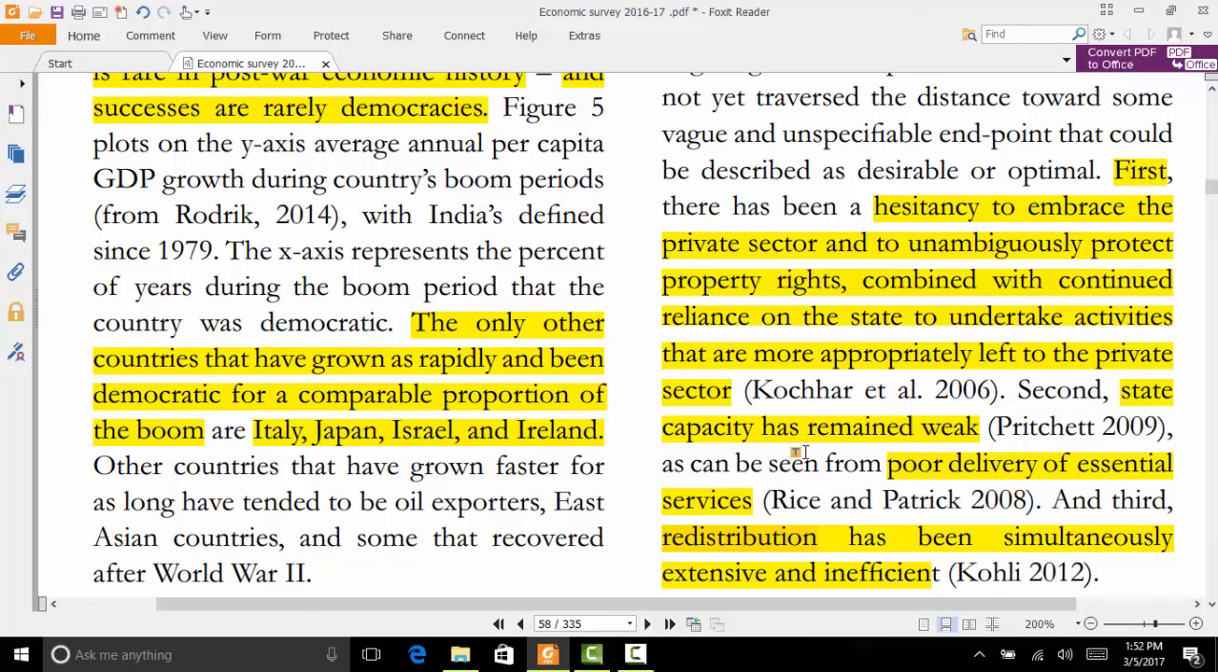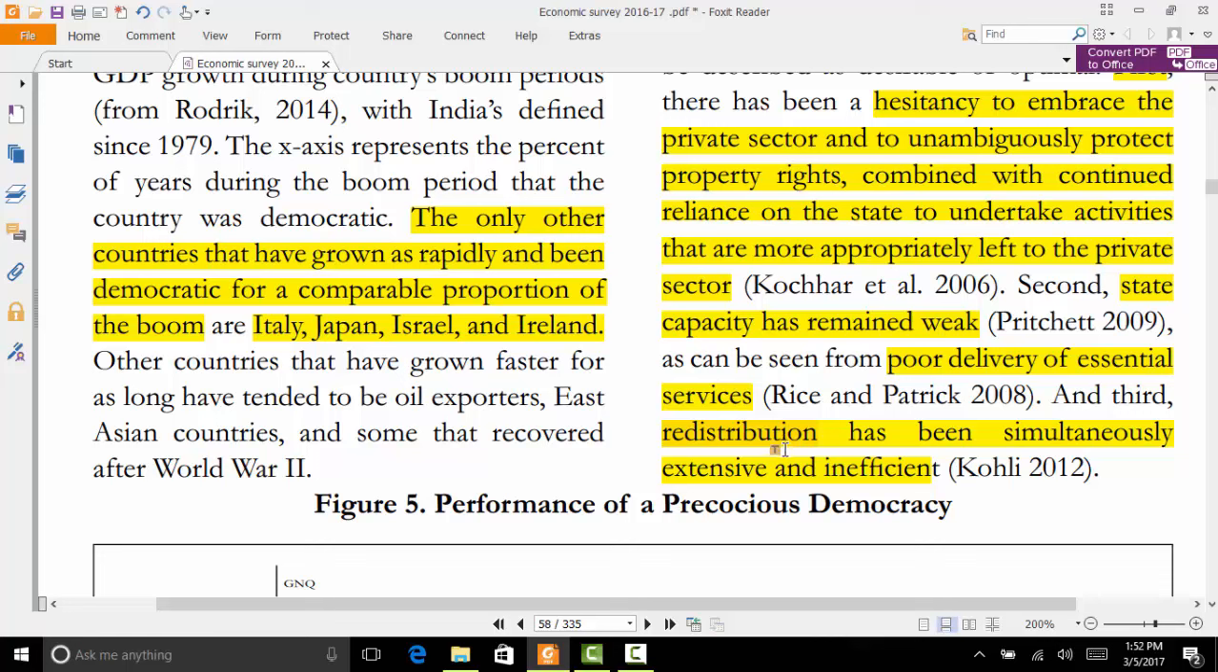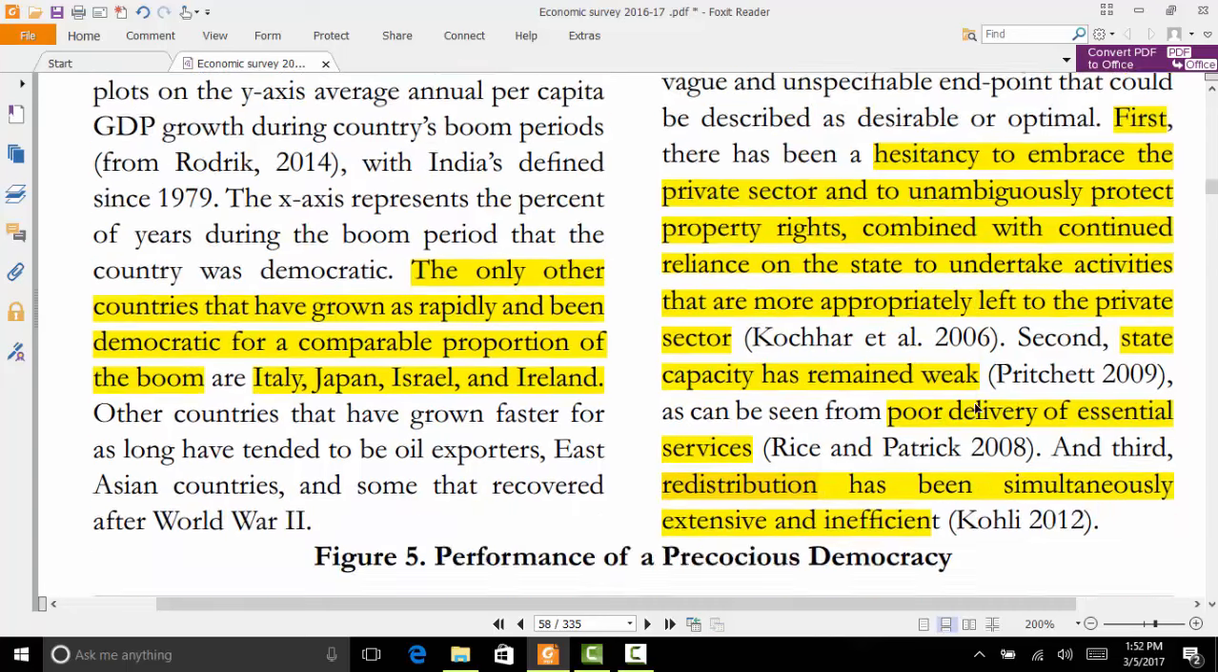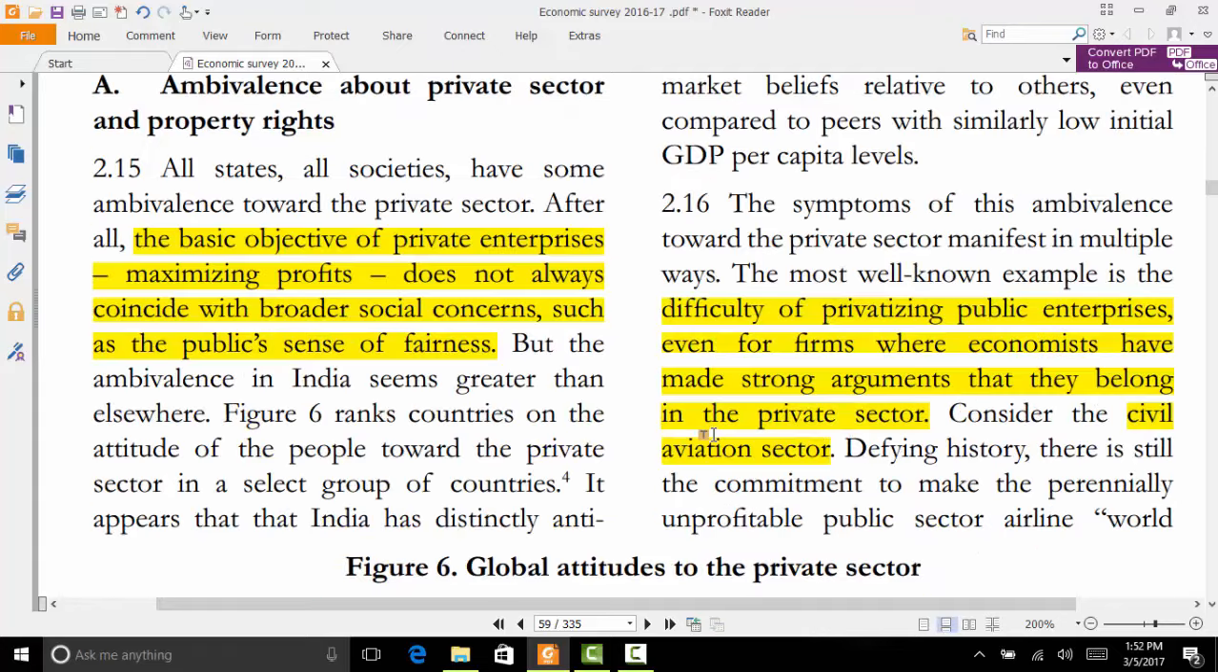Secondly, state capacity has remained weak, as can be seen from the poor delivery of essential services. Now, as we discussed before, regarding state capacity, the redistribution has been simultaneously extensive and inefficient. If we discuss these points further, they have been discussed further.